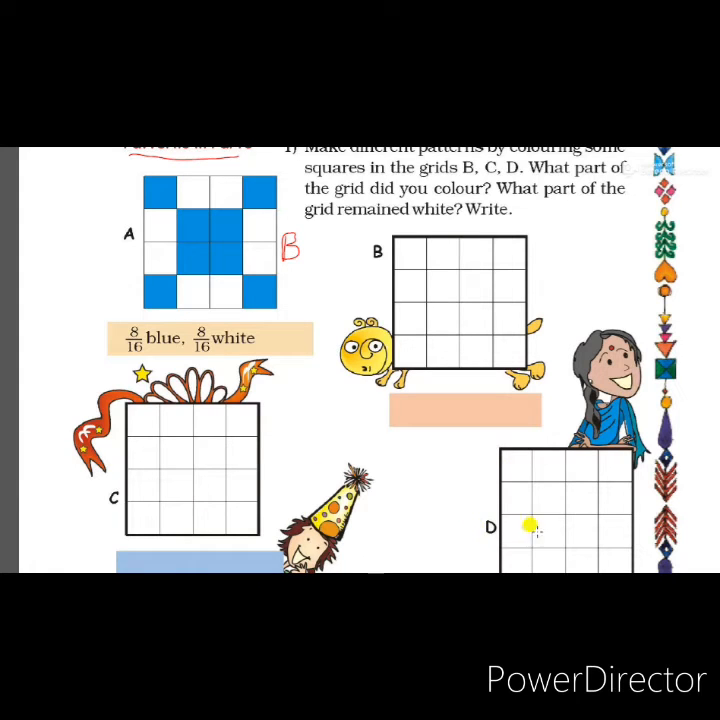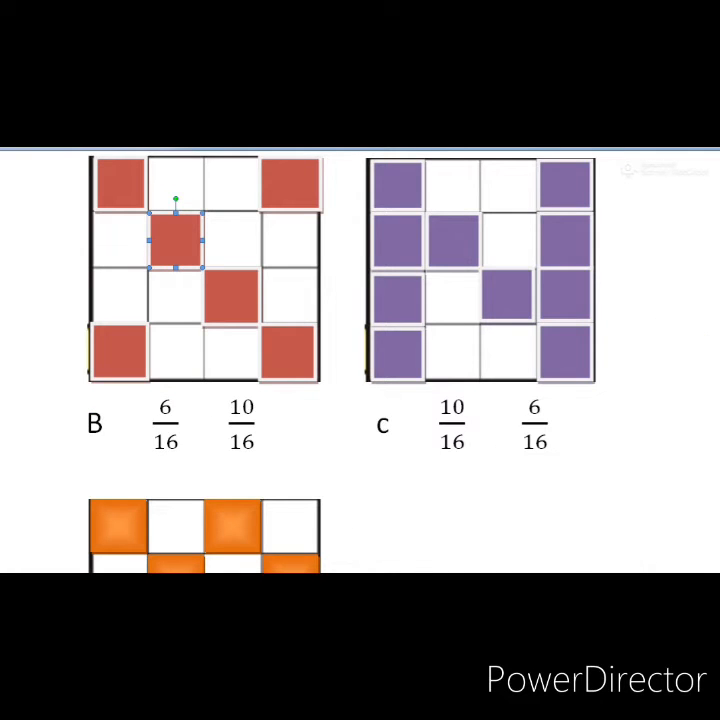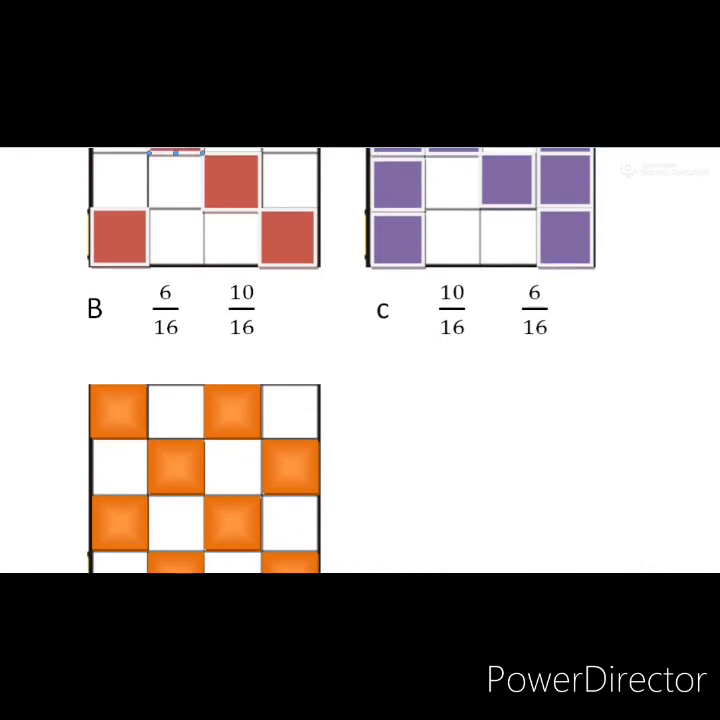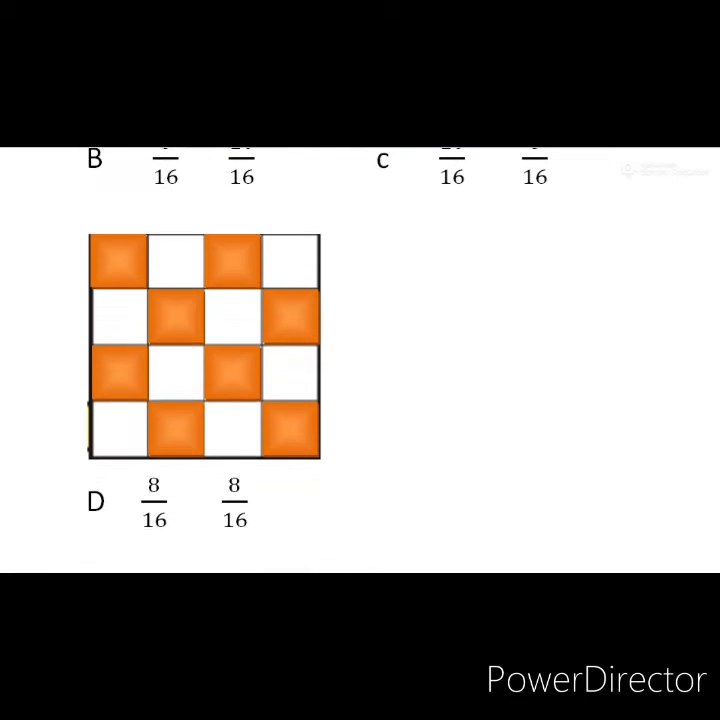Now we have to take grid D. This also we can color according to our wish. Anyway we can give colors. Students, this is not compulsory. You do not have to copy my patterns. You can select your own pattern, your own wishes, your own colors.